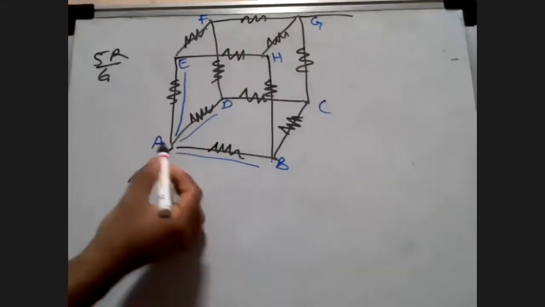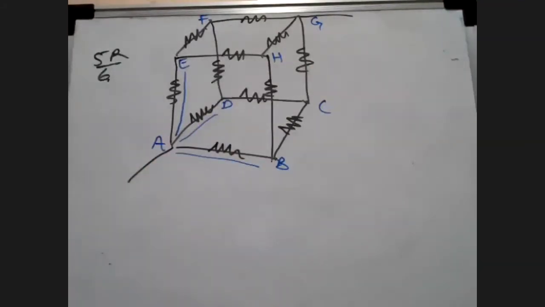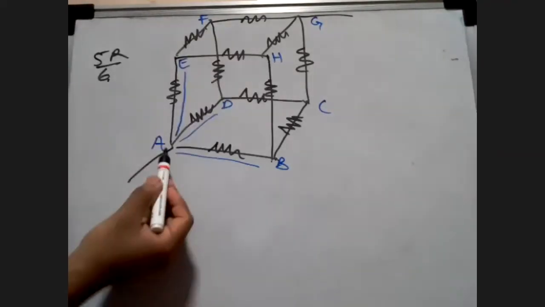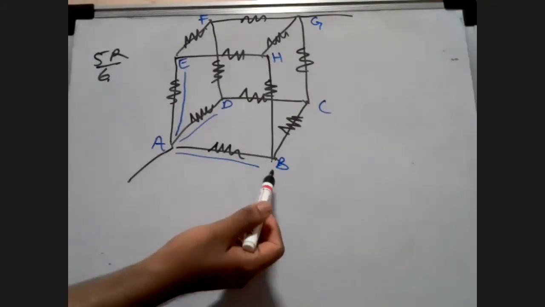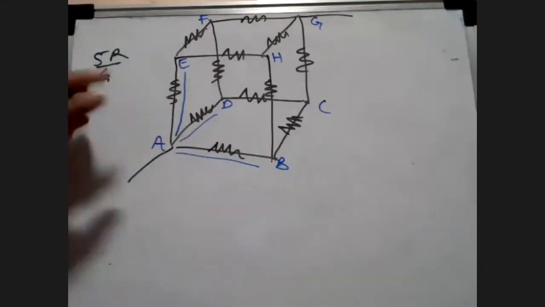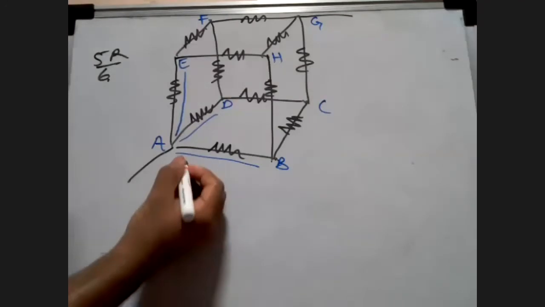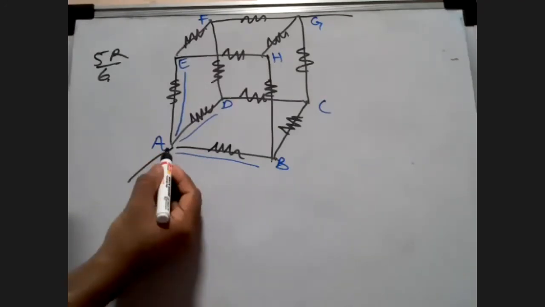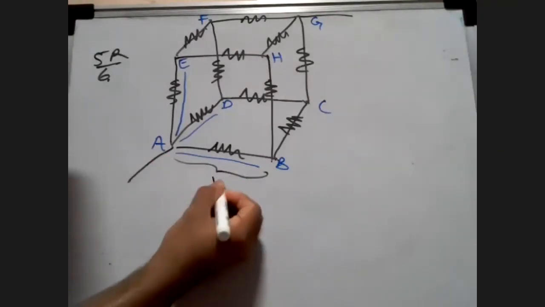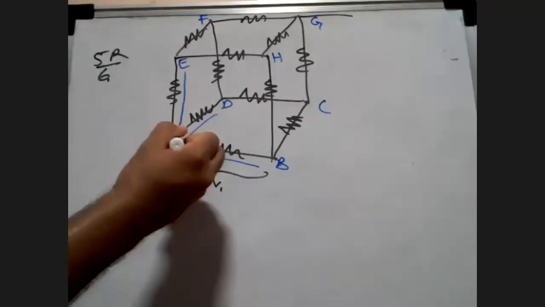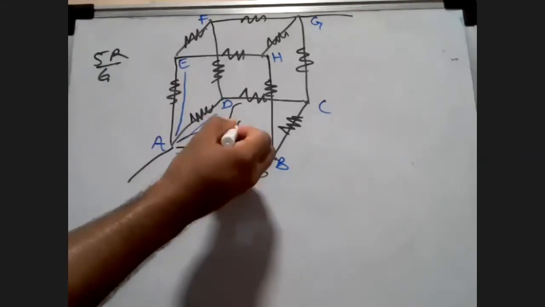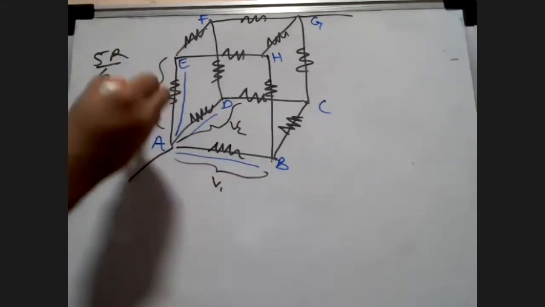From A to G, we can move either from A to B. To reach G, we can go A to B, and from B, we can go, let's say, H and G or C and G. So many ways are there. But let's look at the starting point. When I look at the starting point, I can say that there is only one resistor between A and B. So I'll call it V1. And similarly, there will be another potential difference between A and D over here. Let's call that V2. Similarly, over here, it will be V3.